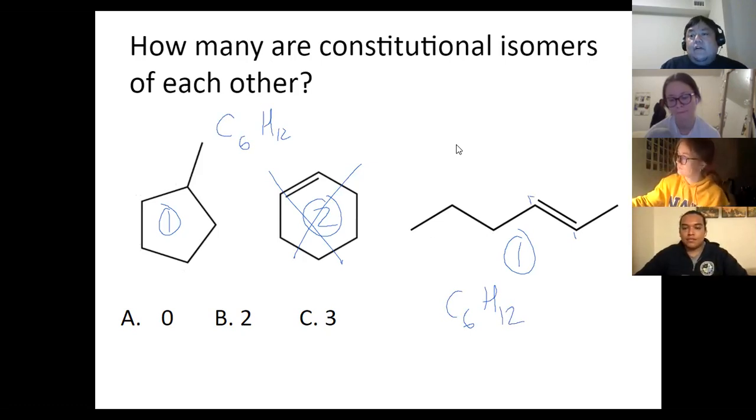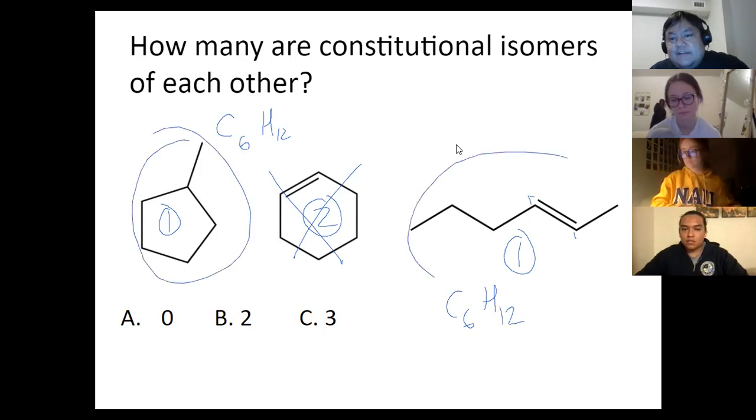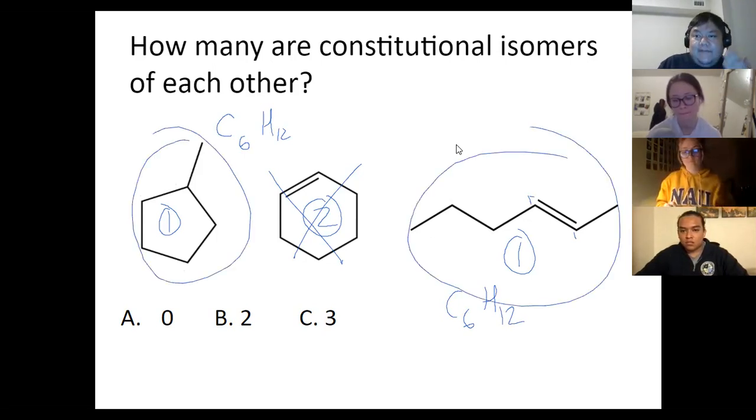If they have all of the same atoms, like if you look at it, this only has carbon and hydrogen, this only has carbon and hydrogen. If they have the same number of carbons, they only have carbons and hydrogens, and they have the same degrees of unsaturation, they have to be constitutional isomers, unless they're the same thing.